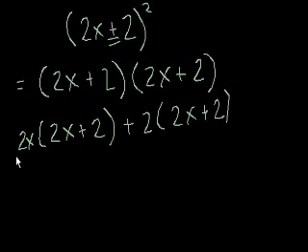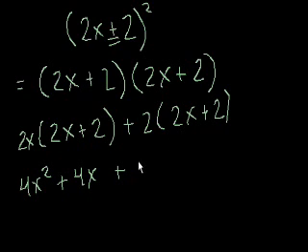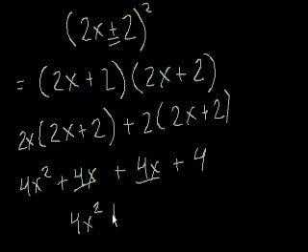We just multiply everything out. 2x times 2x, well that's 4x squared. 2x times 2, well that's 4x. Plus 2 times 2x, and that's 4x again. And then 2 times 2, well that's 4. And we're almost there. We can just add up these two terms. It's 4x squared plus 8x plus 4.